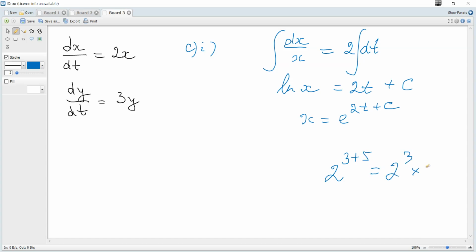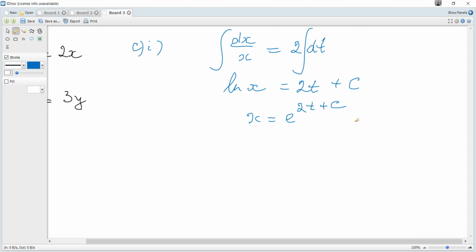2 cubed times 2 to the power of 5, and it can be rewritten as e to the power of 2t multiplied by e to the power of c, and it's a constant to the power which is also constant, so constant to the power constant is just another constant, and it can be rewritten as another constant times e to the power of 2t as required.